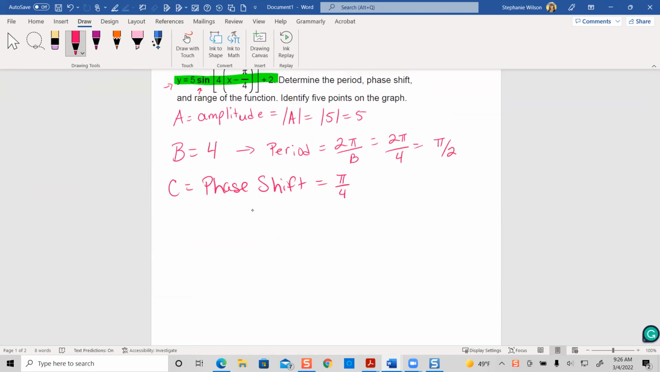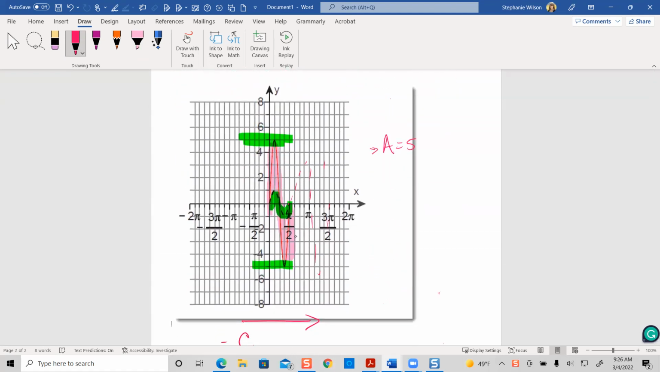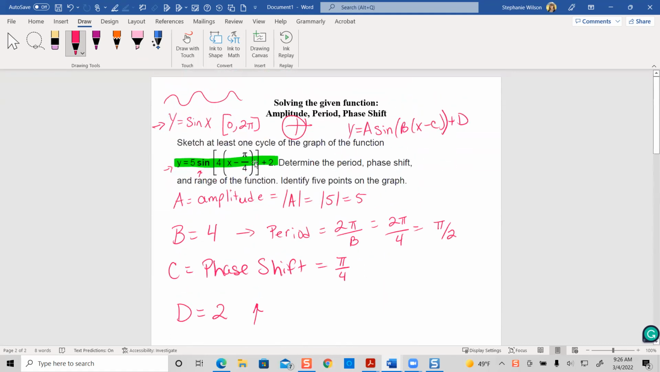Now we have D. D tells me my vertical shift. And it's positive 2. And it just says we're going to move up vertically 2. So we'll move our function and we move it up. And that is graphing and sketching and determining what each part is of this particular function.